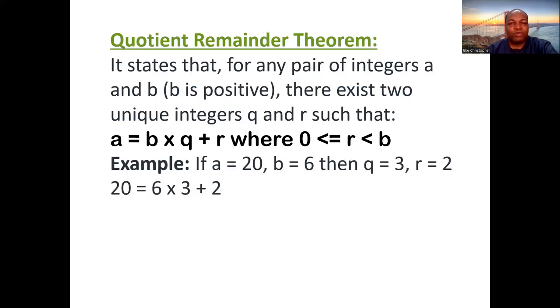So next is the quotient remainder theorem. It states that for any pair of integers, a and b, where b is positive, there exist two unique integers, q and r, such that a equals b multiplied by q plus r, where 0 is less than or equal to r, which is less than b. Example, if a equals 20, b equals 6, then q equals 3, r equals 2. So 20 equals 6 multiplied by 3 plus 2.